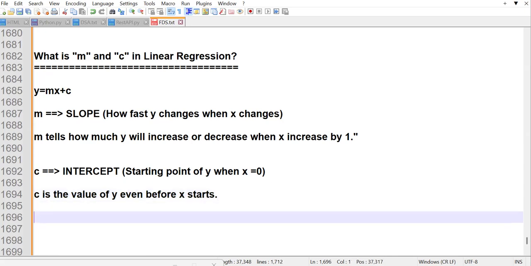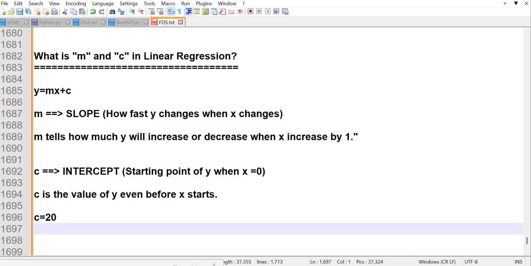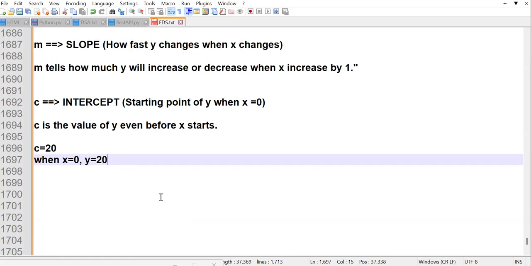So for example, if I write here c equals to 20, when x is 0, then y is 20, right? For example, you are studying 0 hours, meaning you are not studying at all, but still you are getting 10 marks. So what is that 10? That 10 is c, right?